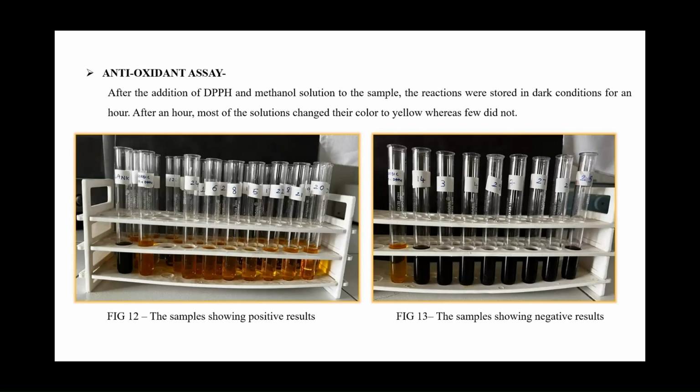Now coming to antioxidant assay. As soon as we add DPPH and methanol solution to the samples, those which show positive results have changed their color from purple to yellow, whereas the ones which did not change their color show negative results. Here we can see from the figures itself the samples that have shown yellow as well as purple. Now we check the OD of all these samples at 517 nanometers, and then we calculated the antioxidant activity in percentage, which was shown by the formula given below.